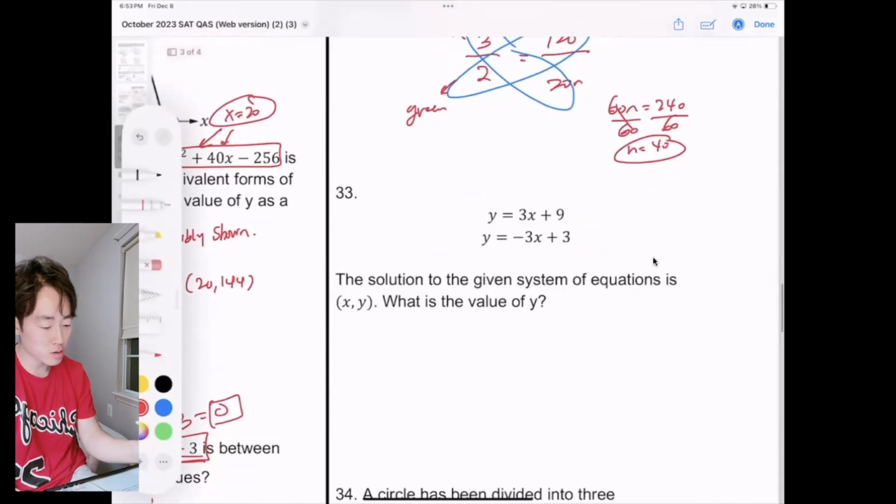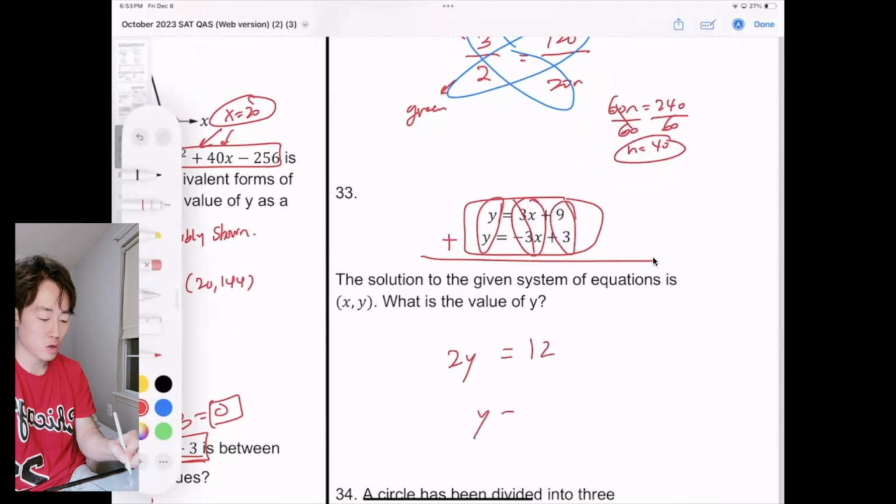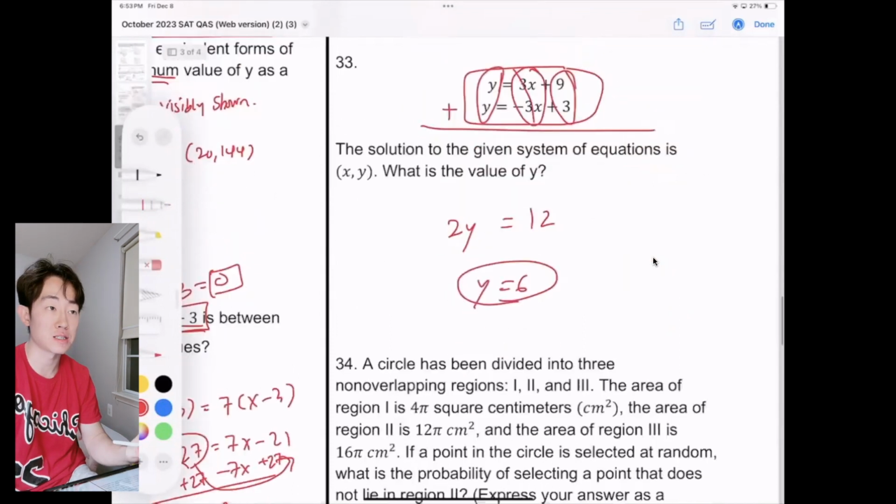Next, the solution to the given system of equations is x comma y. Now, when they gave me like this, it's so lovely because the 3x just nicely cancels each other out when you add them. So I'm going to add the top and bottom together. So you get 2y's, double the y's, is equal to 9 plus 3, which is 12. Y equals 6. Super easy stuff.